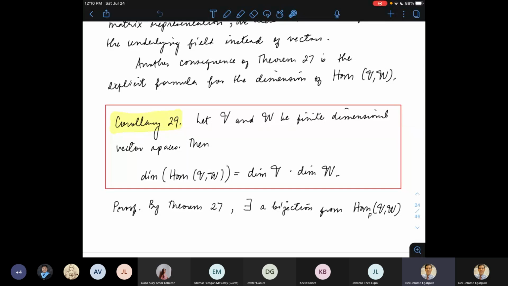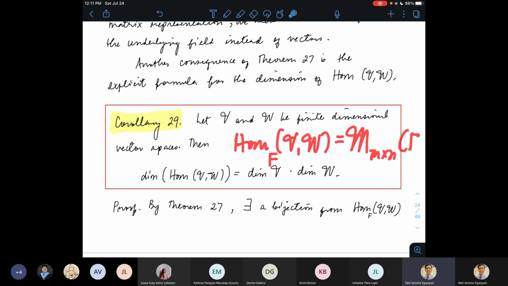So let's take a look at corollary 29. Yeah. So in corollary 29, this actually is a consequence of the fact that the mapping between Hom(V,W) and the set of all m by n matrices is an isomorphism. Kasi di ba dun sa equivalence theorem natin, I think it's theorem 27, napakita natin na isomorphic ang Hom(V,W) over F kay set of all m by n matrices over F, right?